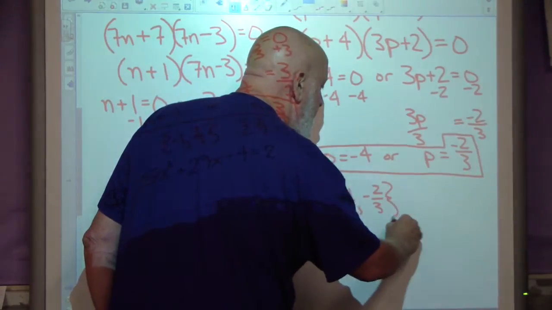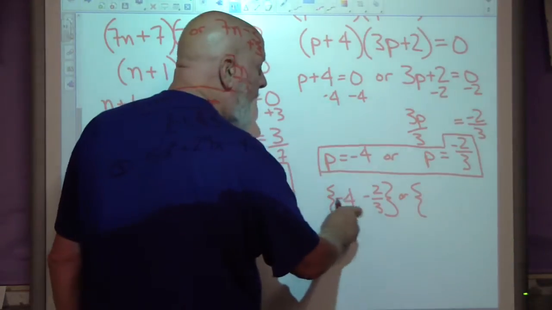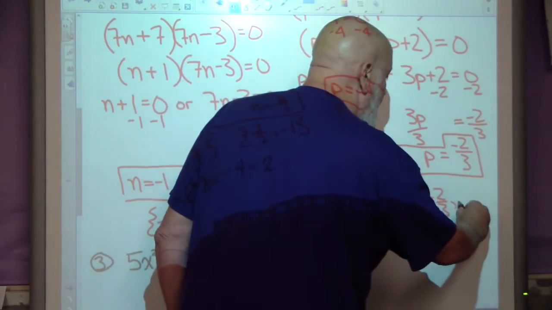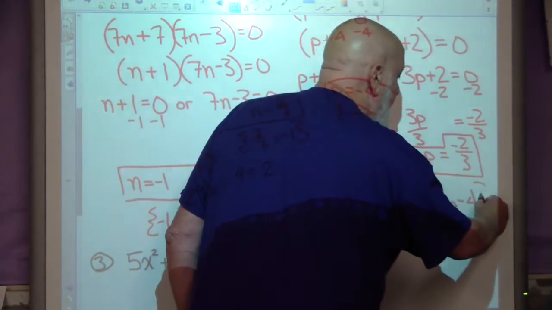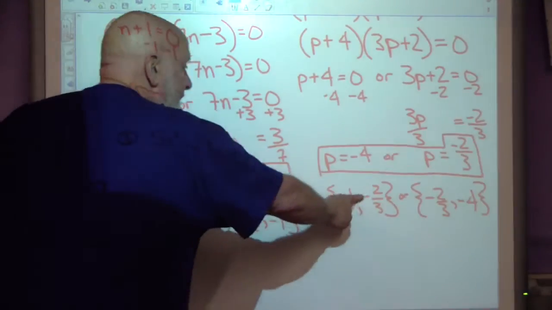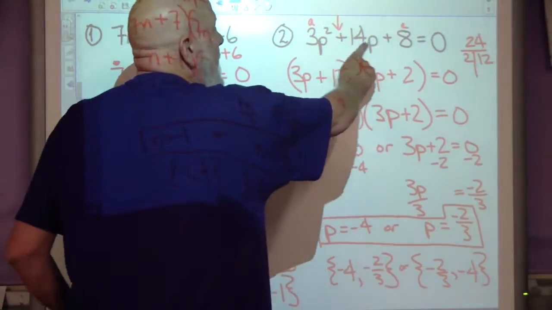And the order of the elements doesn't matter. You can put the -2/3 first and the -4 second. This isn't an ordered pair. It's just the elements that are the set whose members are the values that will make this original equation true.